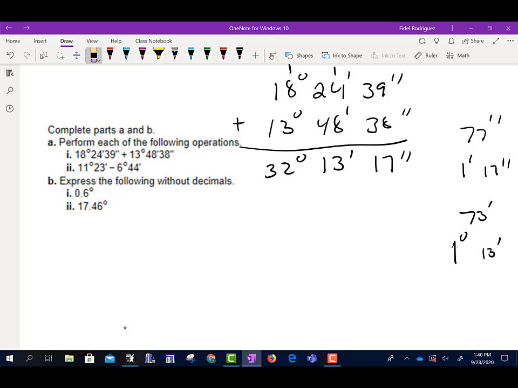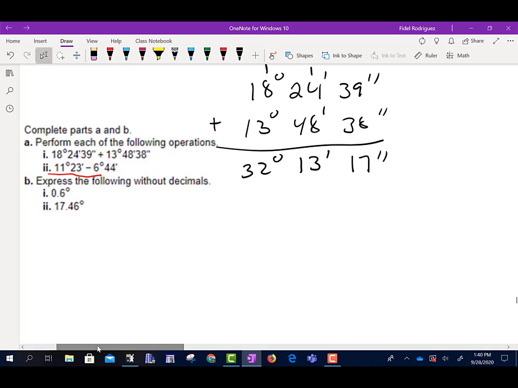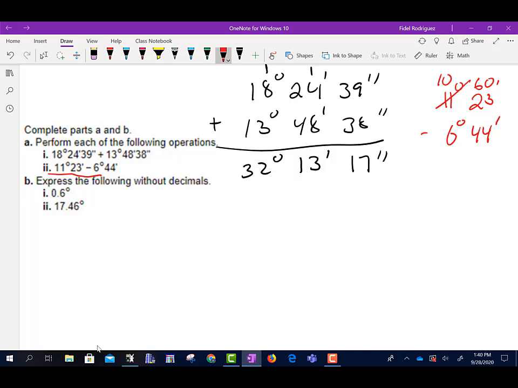All right, so let's do the next one. Let me just kind of clean up some of that mess. And we have, what is it, 11 degrees, 23 minutes minus 6 degrees and 44 minutes. So 11 degrees, 23 minutes, minus 6 degrees, 44 minutes. Okay, so I'm going to borrow 1 from here. That's going to become a 10. That 1 that I'm going to borrow is going to become 60 minutes, right?